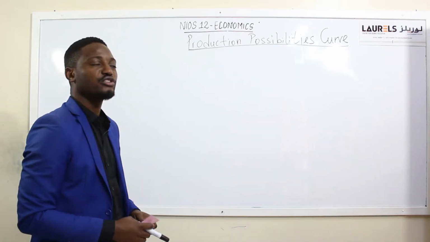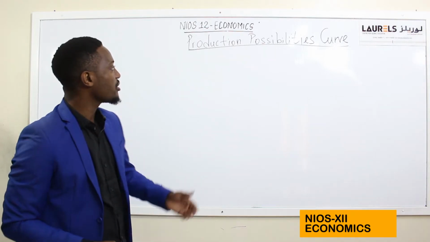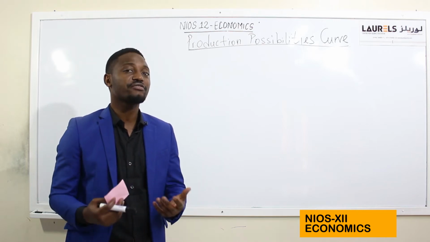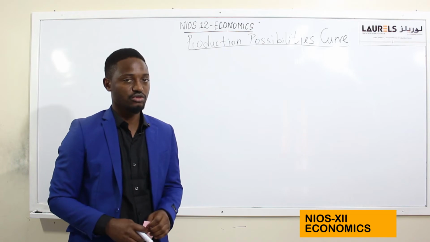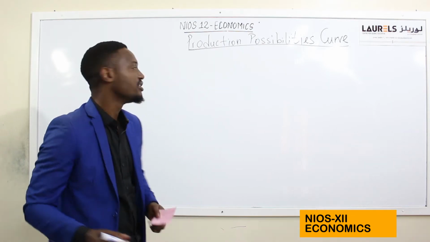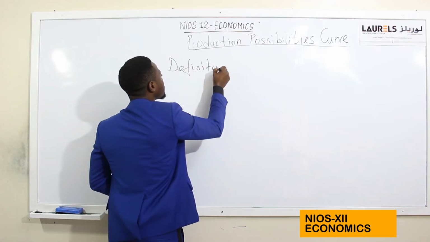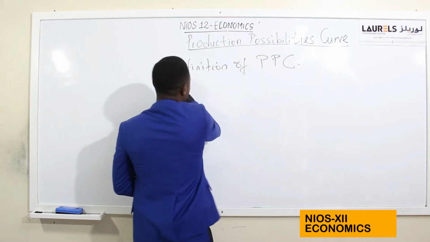Welcome to our lesson for today, the production possibility curve. We are going to look at the production possibility curve, which is a graphical way of looking at the first problem of what to produce. So what is the production possibility curve? Let's have a definition of the production possibility curve.